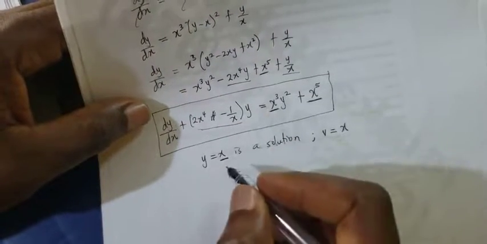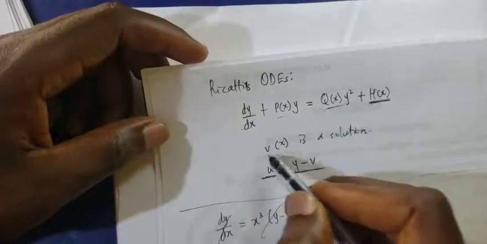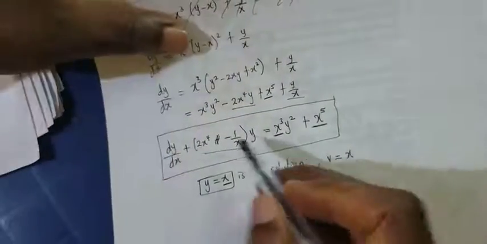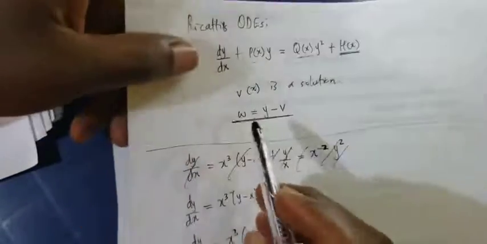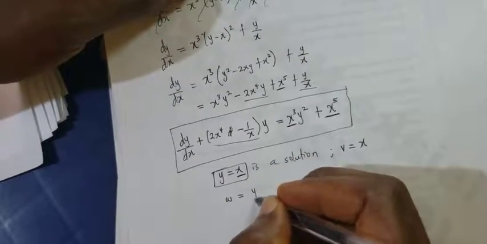So the next thing is, they said this one is a solution. That means we are saying that in this case y is equal to v is a solution. All right, that's some function of x is a solution. This is a solution to the differential equation. Then we want to find the other solution, so we use this substitution, w is equal to y minus v.